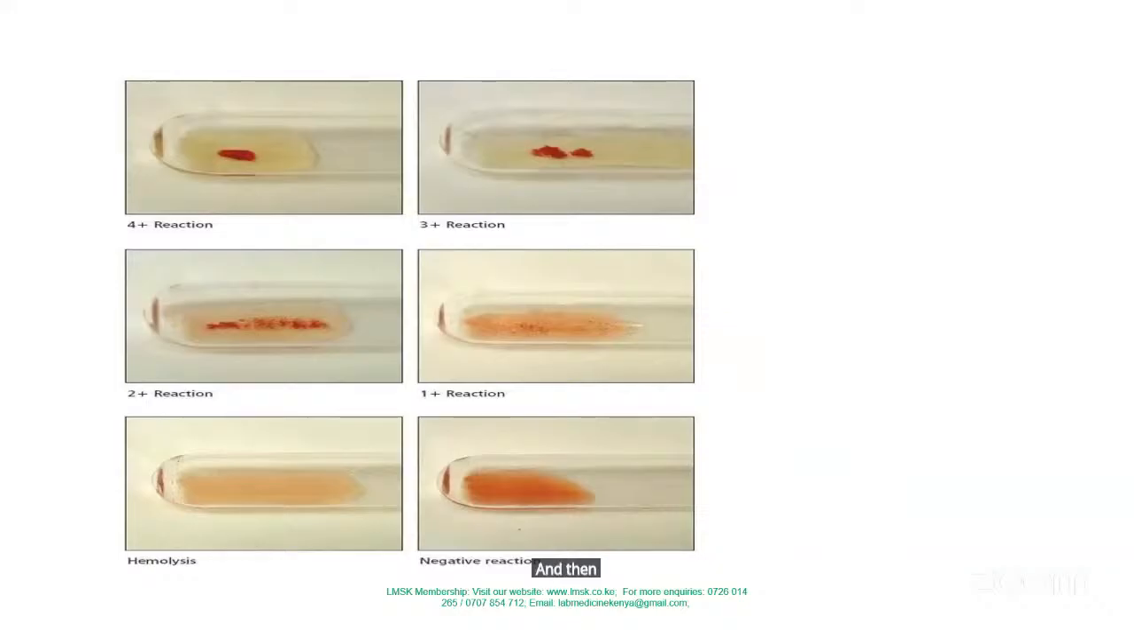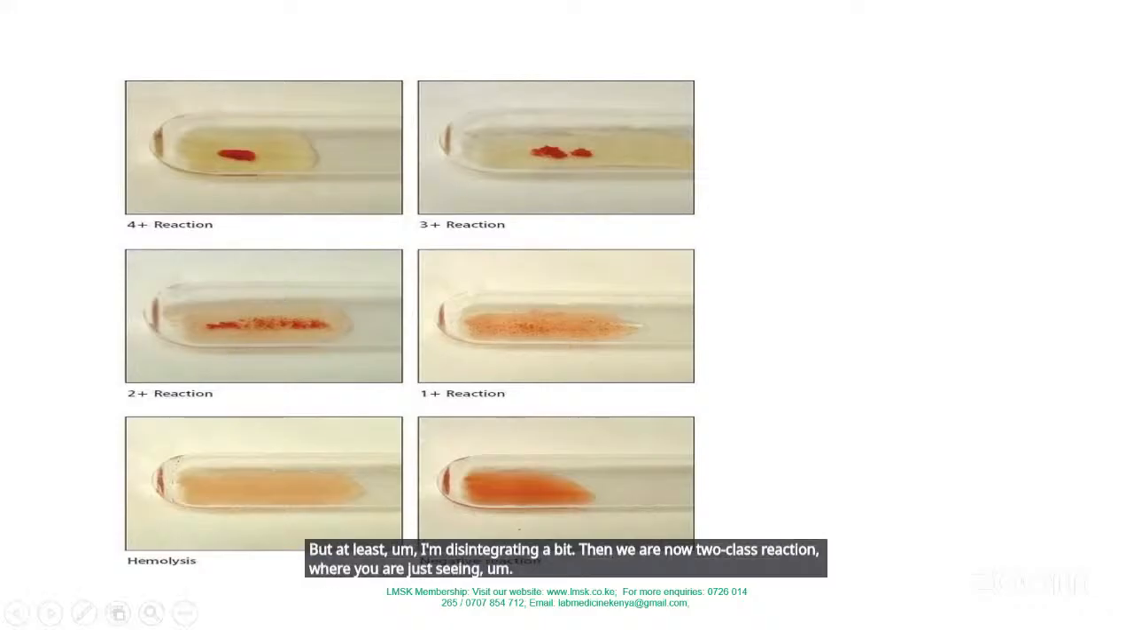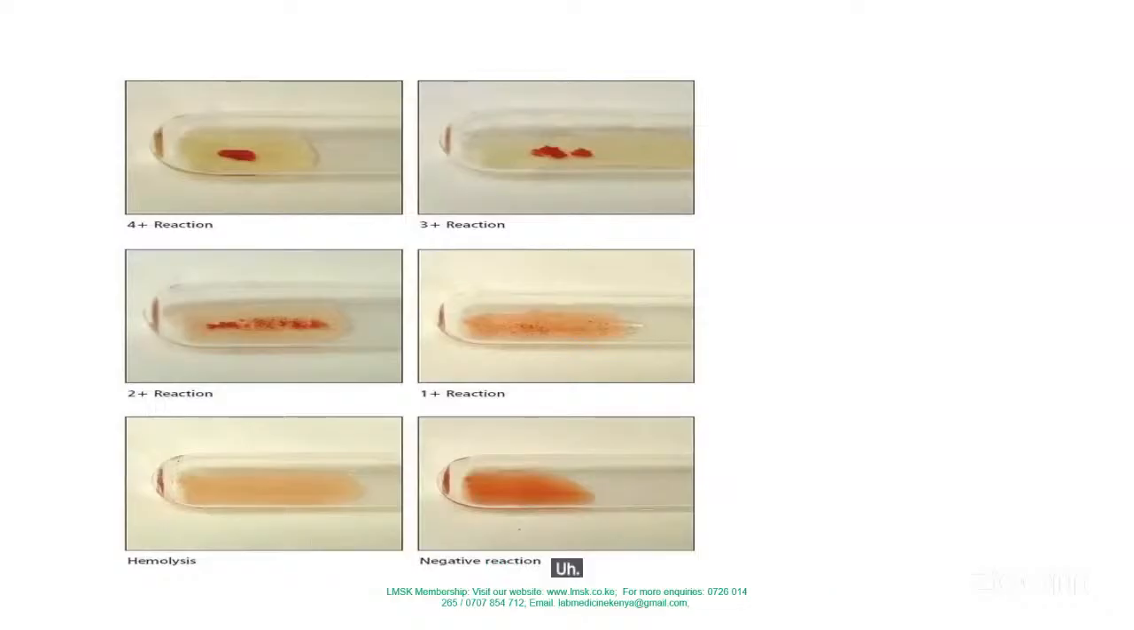And then for grading, this is now for the lab. This is how a 4+ reaction looks like. It's a very strong clot. Even if you try to disturb it, it's not breaking. That is a 4+. And then 3+, still strong, but at least disintegrating a bit. And then we have the 2+ reaction, where you are just seeing sparklings of clots, but it's not really in a button like in the case of a 4+ reaction.